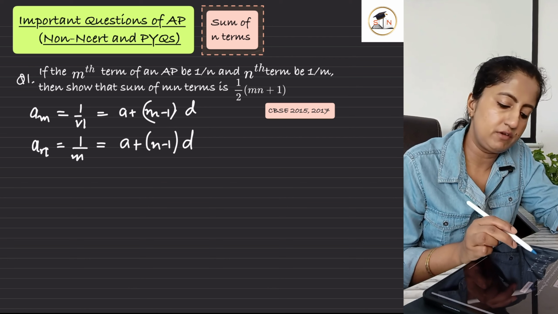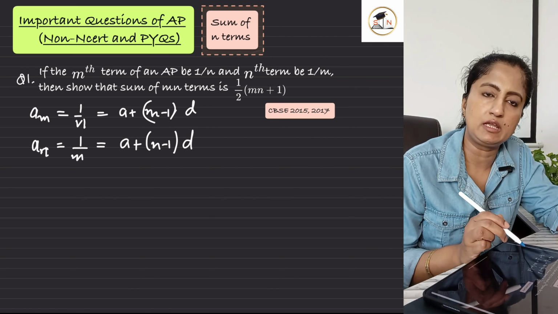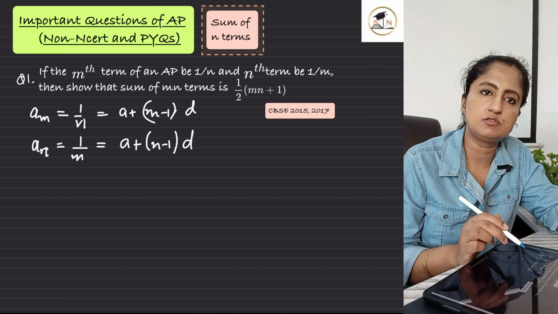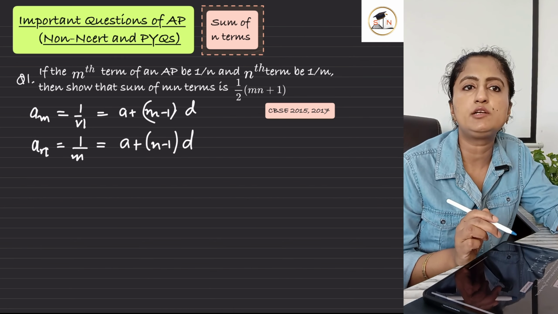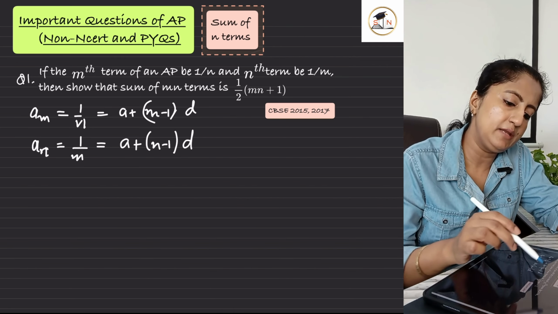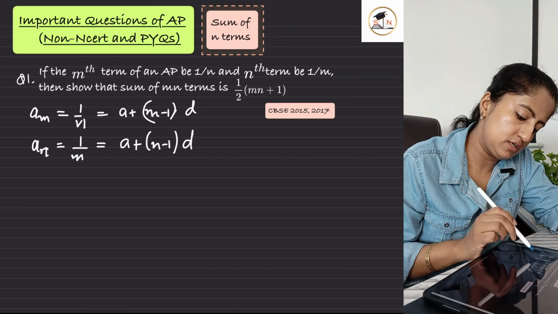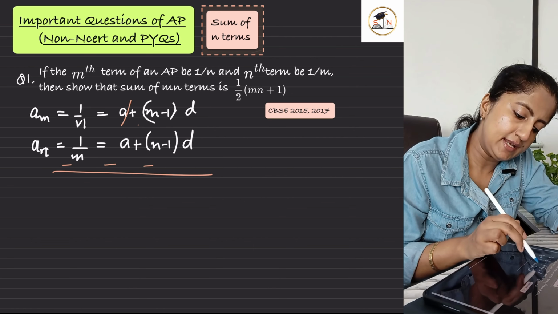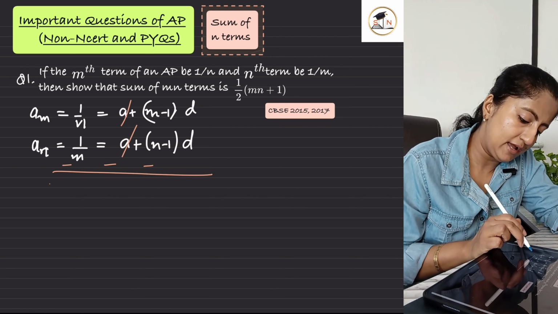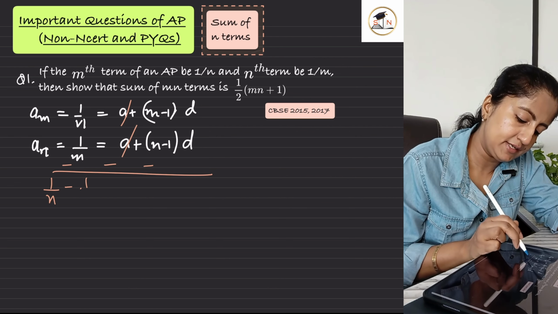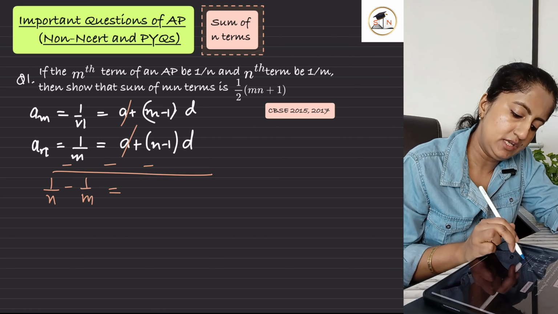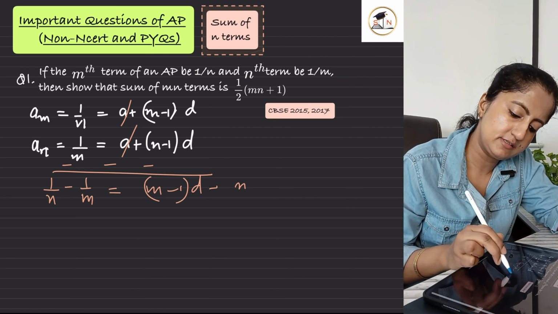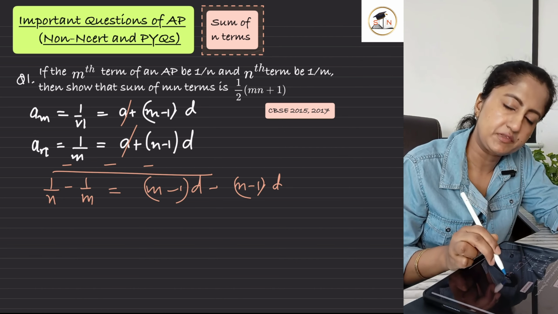We will solve them as linear equations in two variables, where the two variables are a and d. m and n are the given values, but a and d are the unknowns. So we need to solve for them. And I am going to eliminate over here. So elimination, I am going to subtract them. So when I subtract, a and a will get cancelled. What I will have over here is 1 over n minus 1 over m equals m minus 1 times d minus n minus 1 times d.